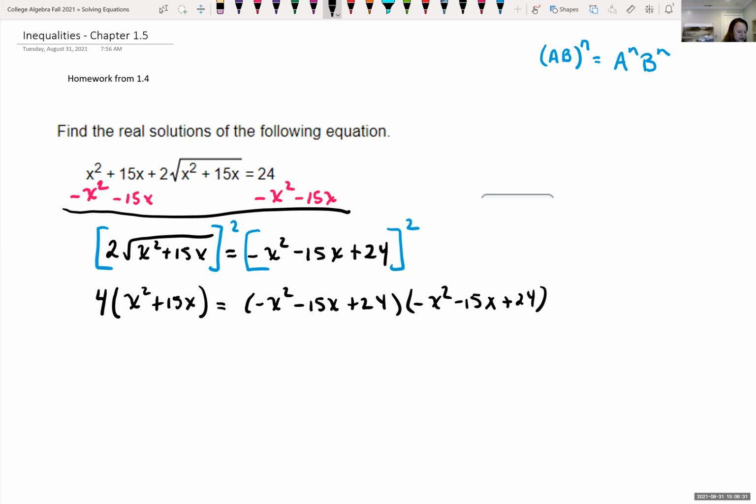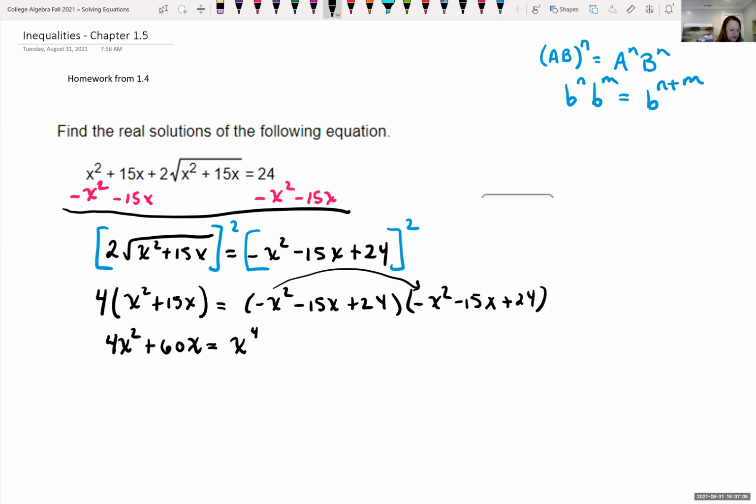So 4 times x squared is 4x squared. 4 times 15x, so that gives me 60x, is equal to, and now distributing over here. Grab a calculator. Okay, so negative x squared times negative x squared gives me positive x to the 4th. So recall exponents again, if you have the same base multiplied, you're adding your exponents. And so that's what I was doing there. 2 plus 2 gives me 4.